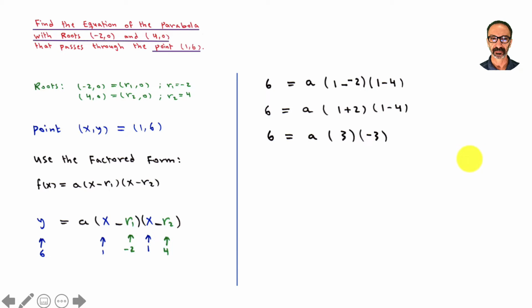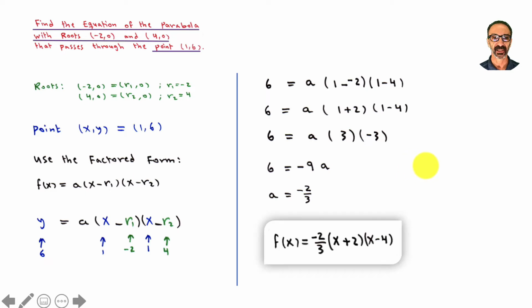Doing the math, I end up with negative 9a equals 6. Divide both sides by negative 9. Simplify, you get negative 2/3. And the answer is as it shows right here.